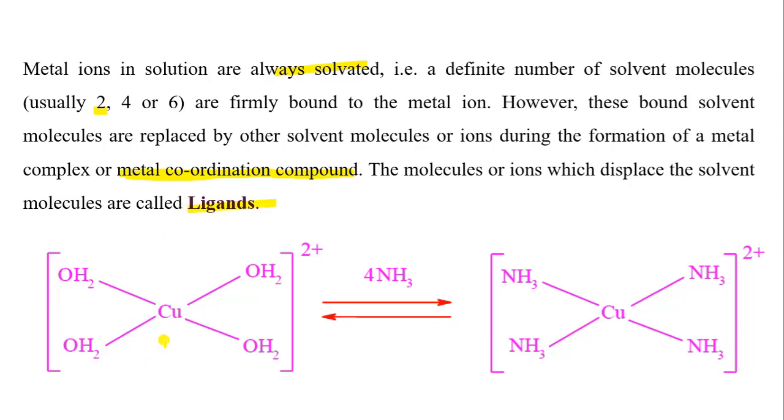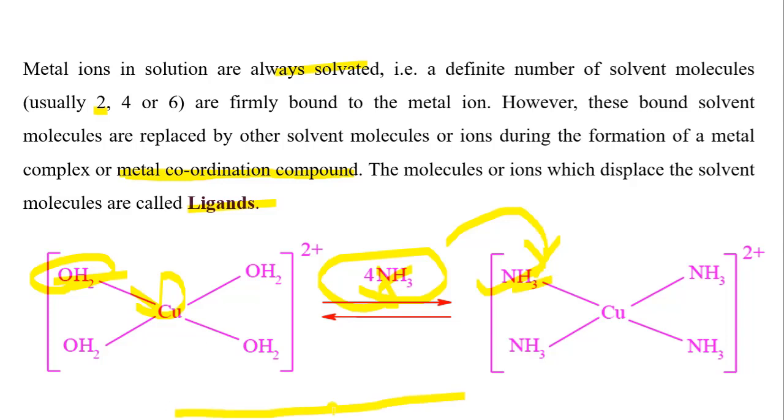If we see the example, this copper has water twice. Now we are adding 4NH3. This is our other solvent, we can say the ligands. Whatever product we get is known as the complex. So here our ligand is NH3. Why? Because what is a ligand? The molecules or ions which displace the solvent molecule. Here water is displaced by NH3, so NH3 is our ligand. This is the example of complexometric titration, and this is our metal ion complex.